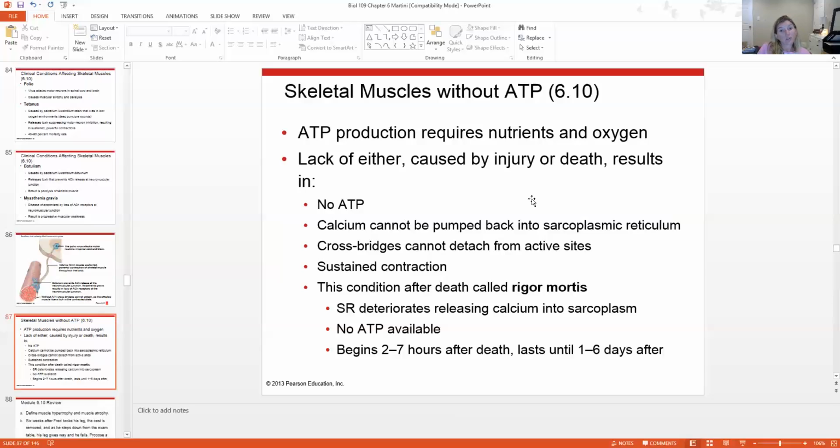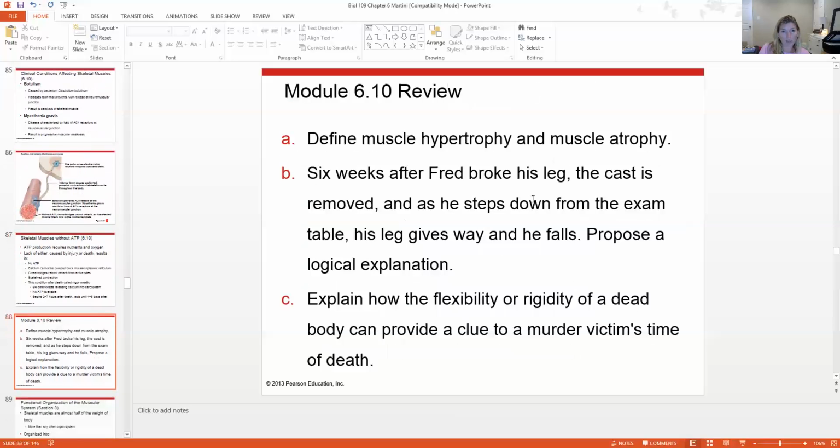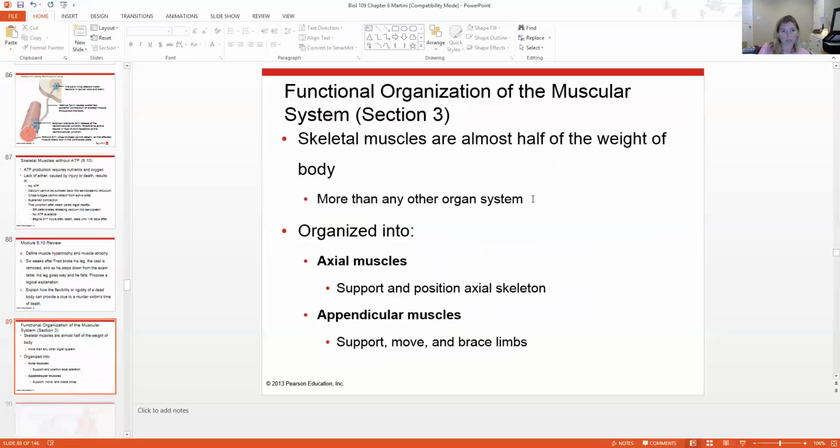This occurs after death. Once the ATP is gone, you get to a phase called rigor mortis, and this is because your sarcoplasmic reticulum is no longer releasing calcium, or all the calcium is released because the sarcoplasmic reticulum is deteriorated, and then there's no more ATP available, so those myosin heads are contracted and stay tight, which is why bodies get stiff after a few hours. You can pause the video, go back and answer these 3 questions.